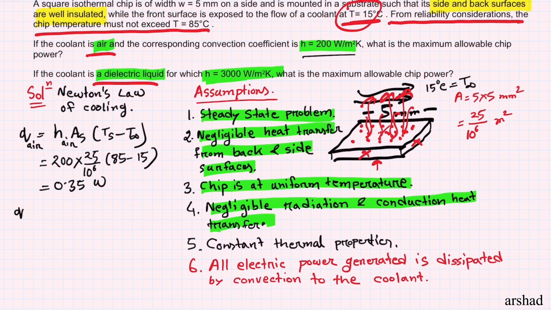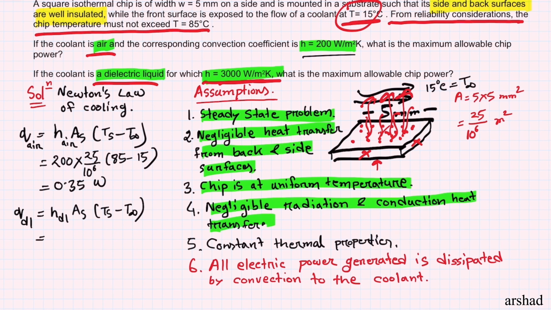Now we can simply repeat these steps for the dielectric liquid, which I am representing by a subscript of dl. I am writing h_dl times A times Ts minus T infinity. The dielectric liquid has a very high value of heat transfer coefficient, the convection coefficient, and this is quite standard because from the theoretical video on heat convection we have seen that the value of the convection coefficient is generally much higher for liquids compared to gases.